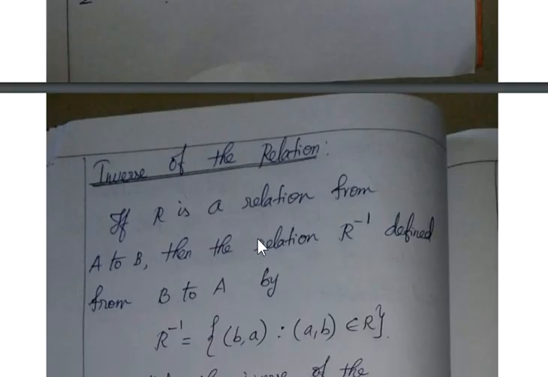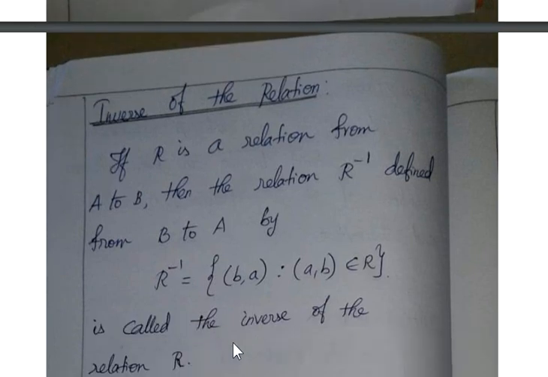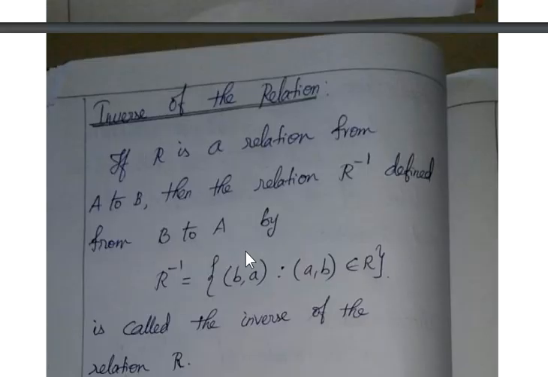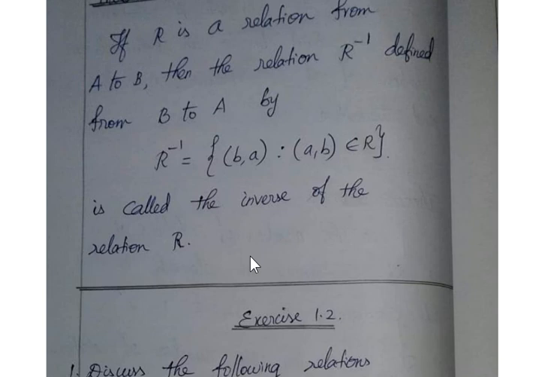Next one is the inverse of a relation. So (a, b) is a relation, then its inverse is (b, a). That is very simple. And then next, now we see the introduction for exercise 1.2 is completely clear. Next we move to that exercise 1.2.